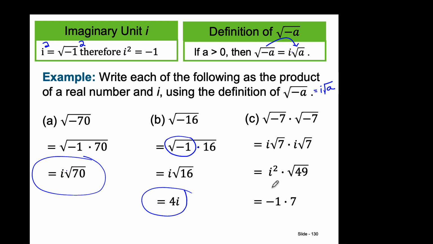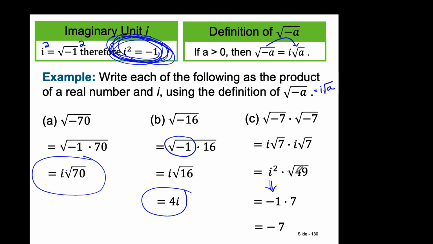i squared is -1. This is one that I said we want to remember. Whenever we see i squared, we want to change it to -1. And that was from way up here, okay? Make sure you are remembering this one. i squared is -1. And the square root of 49, well, 49 is a perfect square, so keeping the exact value, we can simplify it to 7, no problem. And then that becomes -7.